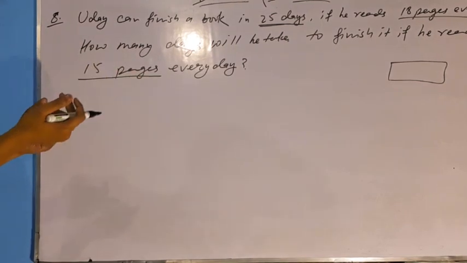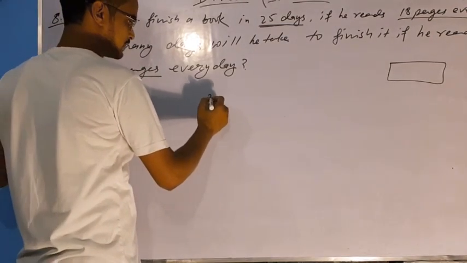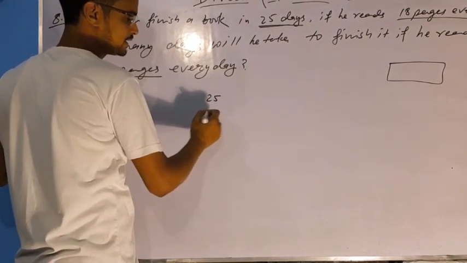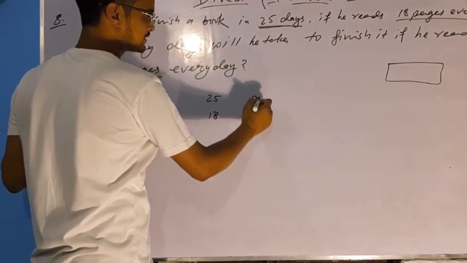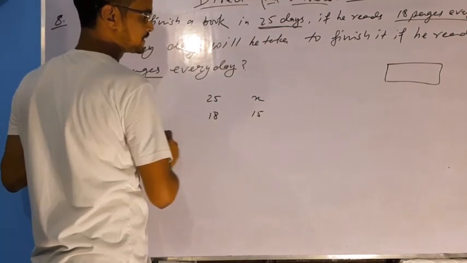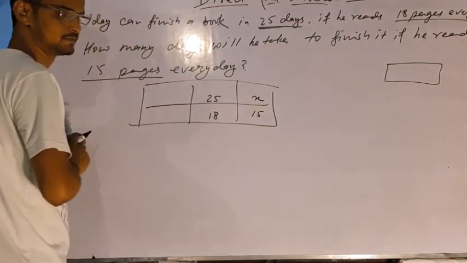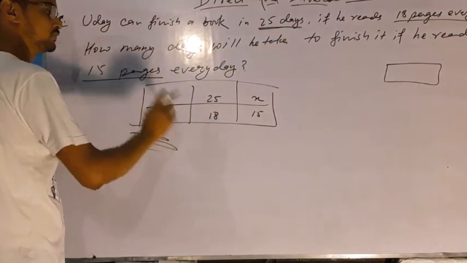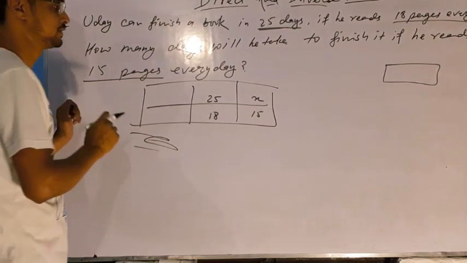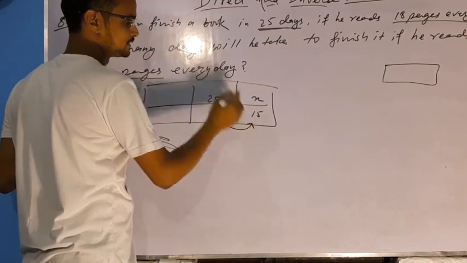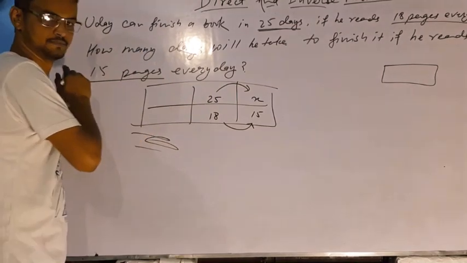Let the time taken be x. Then it will take 25 days by reading 18 pages a day, and let it take x days if we read 15 pages a day. It is a case of table form; solve according to your convenience. Clearly, it is a case of inverse variation because when the number of pages decreases, the number of days must increase.